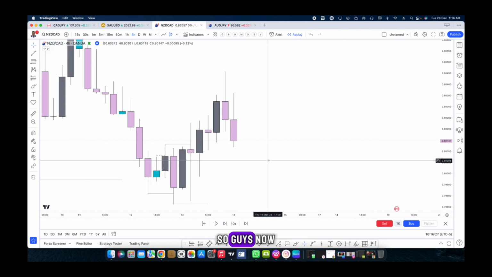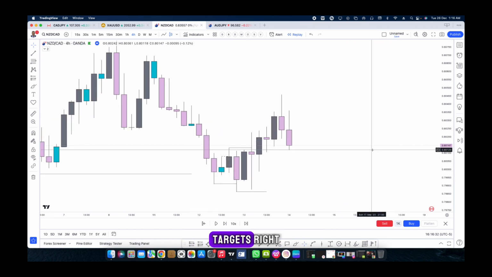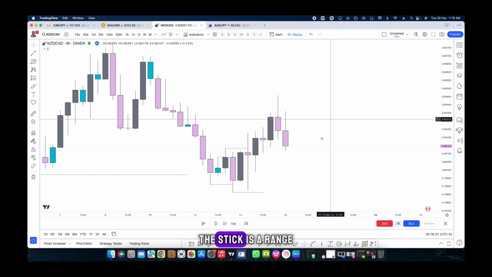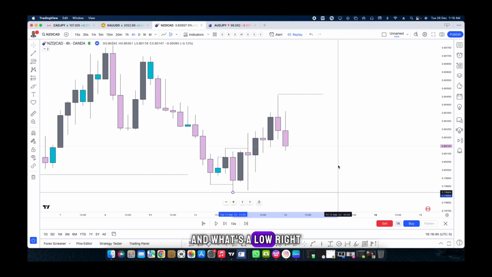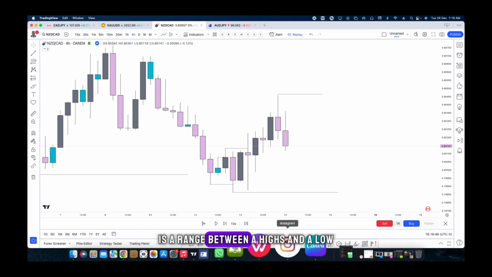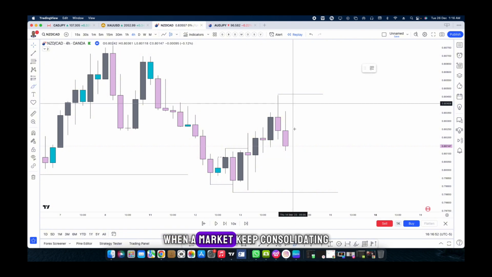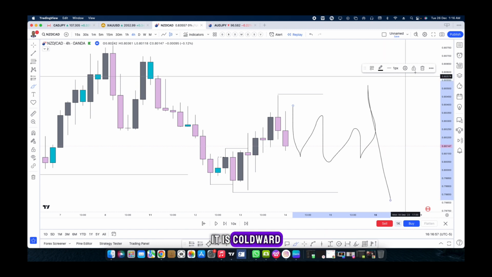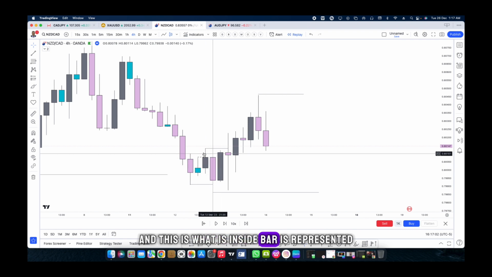So guys, now this inside bar candlestick helps me to know my targets, right? And I explained to you guys that an inside bar candlestick is a range between a high and a low. Now, what is a range? When a market keeps consolidating between a high and low without moving high or moving low, it is called what? An inside bar candle. And this is what this inside bar is representing.